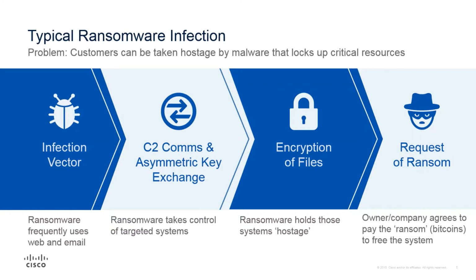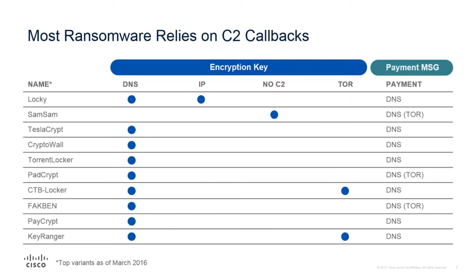Now, most ransomware that we've seen in the industry today relies on those command and control callbacks. And you can see here a comparison of some of the top variants as of March last year. Locky, of course, is very common. It uses the DNS callback. It can also use an IP callback.